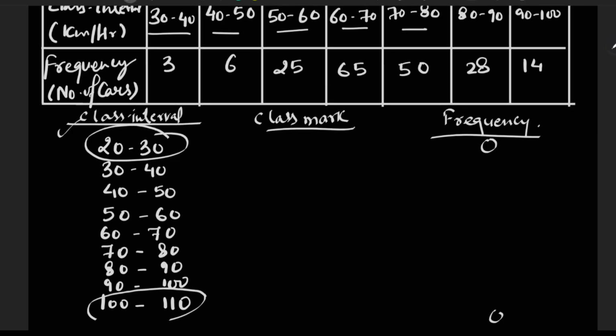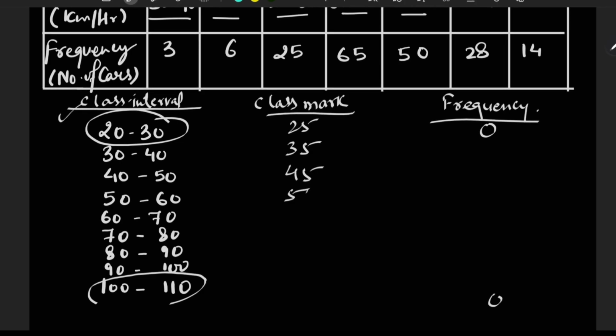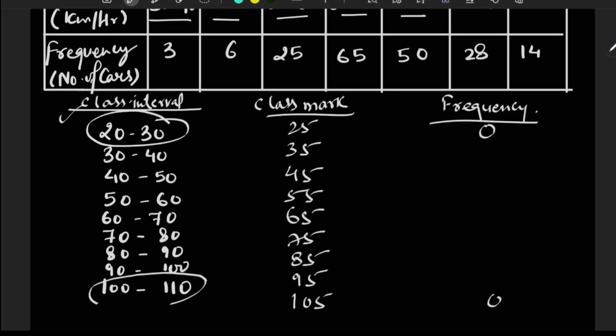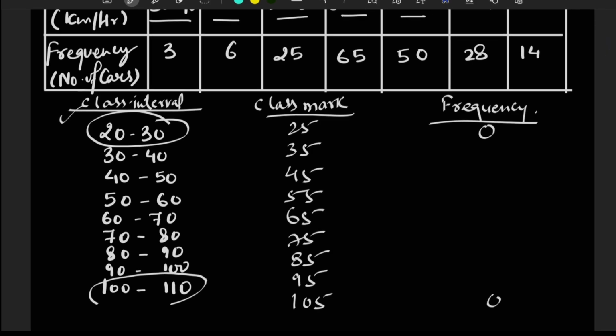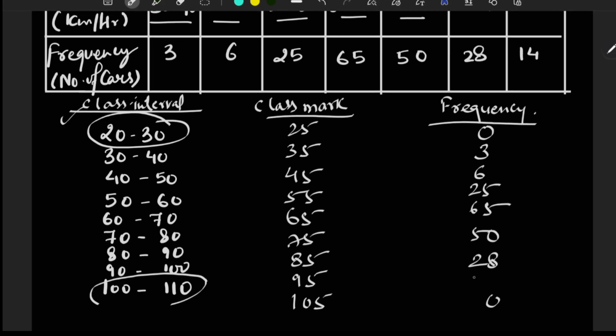So for 20 to 30, the class mark will be 25. Similarly, for the rest of the class intervals, we will write down the class mark. So it is 35, 45, 55, 65, 75, 85, 95, and for the last one it will be 105. Now frequency is already mentioned in the table. For the first one and the last one we will put 0, and the rest of the frequencies are given in your question. So it is 3, 6, 25, 65, 50, 28 and 14.